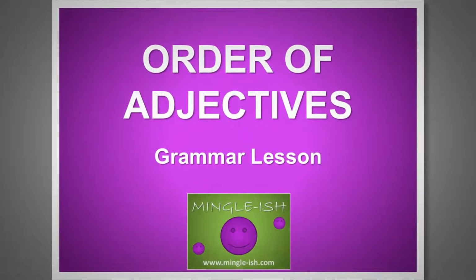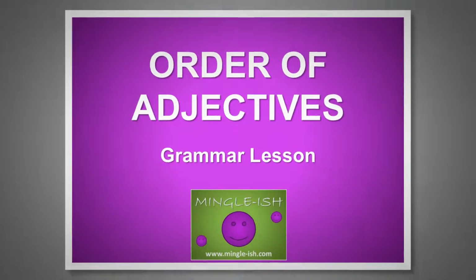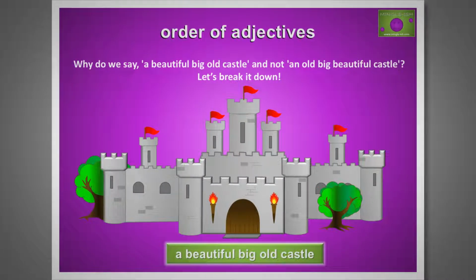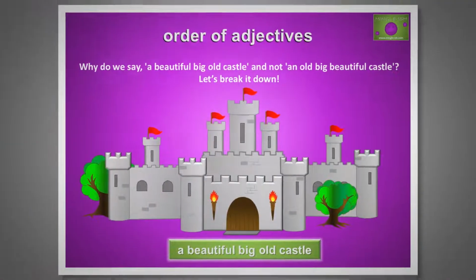The order of adjectives. Grammar lesson. Have you ever wondered why we say, a beautiful big old castle, instead of an old big beautiful castle? English adjectives follow a specific order that makes sentences sound natural. In this video, we break down the order of adjectives. Let's dive in.